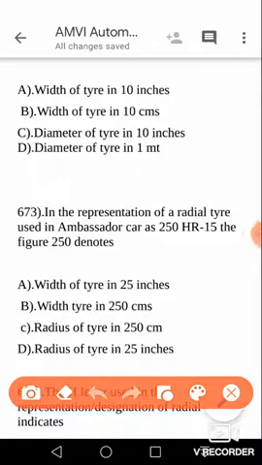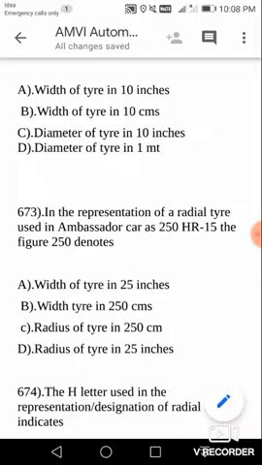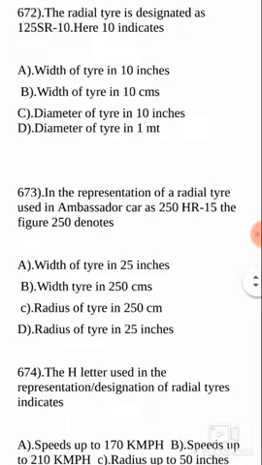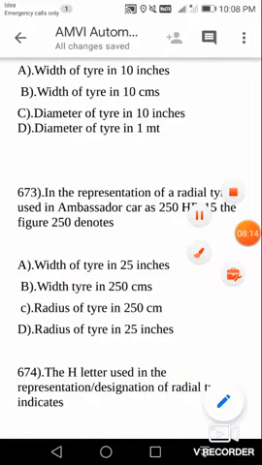I think the answer should be B, but it has been given as 250 centimeters. It is not 250 centimeters. Width cannot be 250 centimeters, that means 2.5 meters width of tire cannot be. It is width of tire in 250 mm only, right? 25 centimeters is the reasonable width. So actually it is misprinted. So take it as width of the tire in 250 mm. That is your answer. Okay, boys.